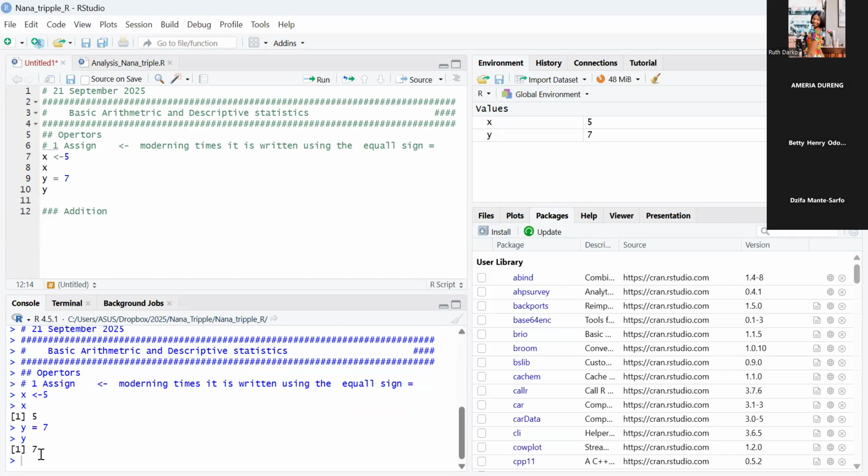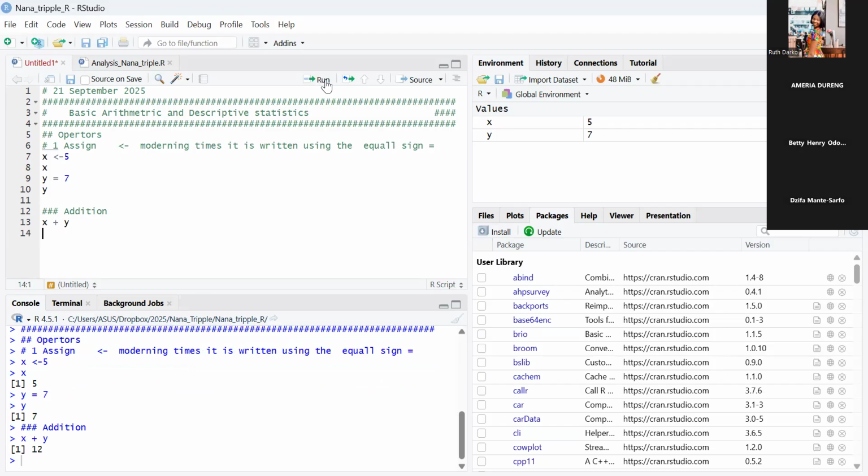If I want to do some basic addition, X plus Y. Where's my X plus Y? Okay, now I found it. X plus Y. What will be the answer? 12. Okay, let's see if it is correct. Yes. Basic addition.